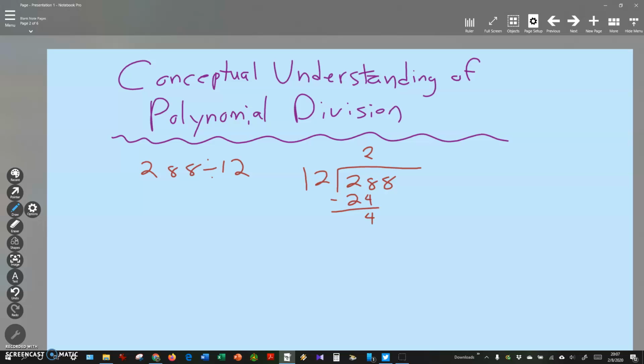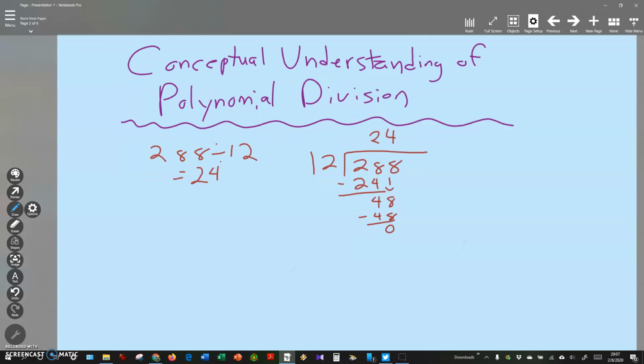We have 4 tens left over. We bring that 8 down, because we want to continue going, and we have 48, which is really 48 ones, and we ask the question again, how many 12s go into 48? And we need 4 ones of that to go into 48. So we put that there, we subtract down, and we see we have a 0 remainder. So the quotient of 288 divided by 12 is 24.